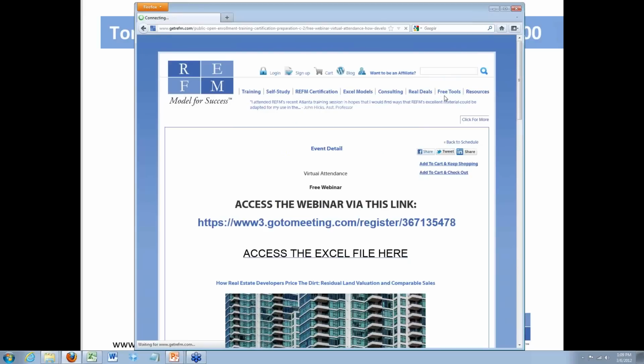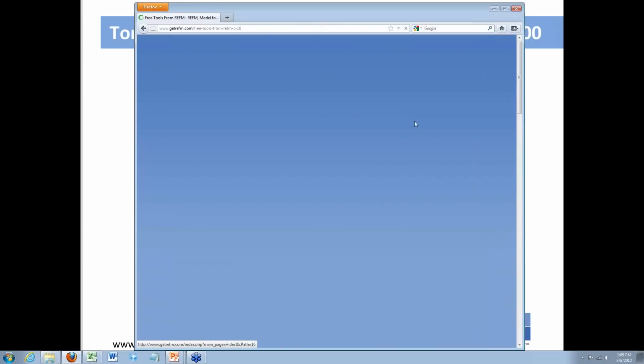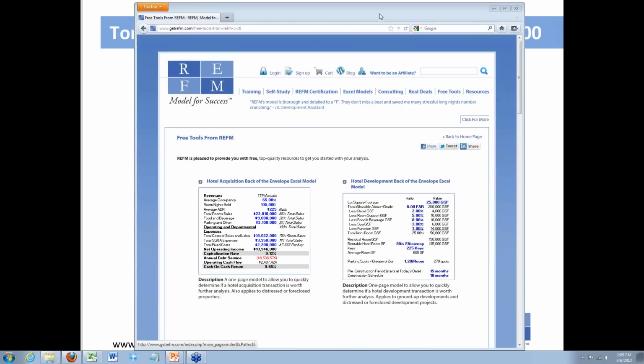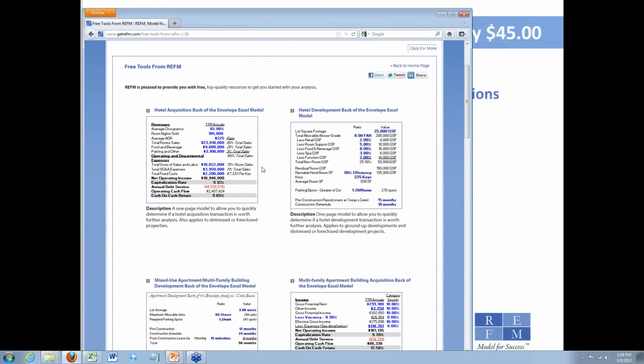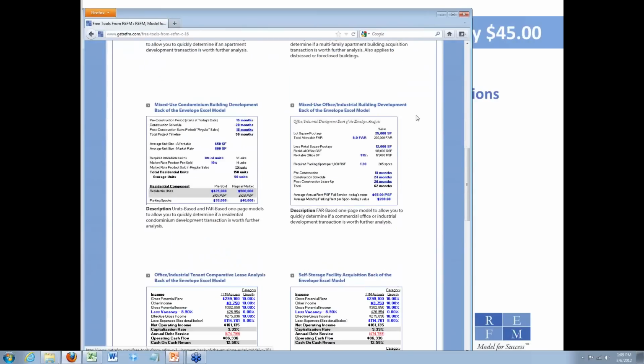There's a link at the top of the page that says free tools, and you can simply check out, we've got models for hotel, apartment building, condo, and so on. So help yourself and enjoy.